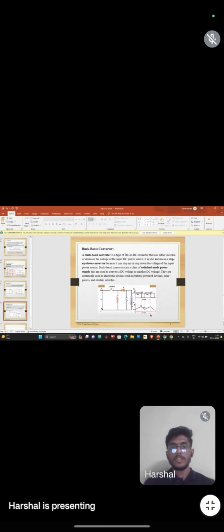Our next topic is the buck boost converter. A buck boost converter is a type of DC-DC converter that can either increase or decrease the voltage of the input DC power source. It is also known as a step up or step down converter. It will work as a hybrid, according to our requirement. It will work as a step up converter or as a step down converter, because it can step up or step down the voltage of the input power source. Buck boost converters are a class of switched mode power supply that are used to convert a DC voltage to another DC voltage. They are commonly used in electronic devices such as battery powered devices, solar panels and electric vehicles.